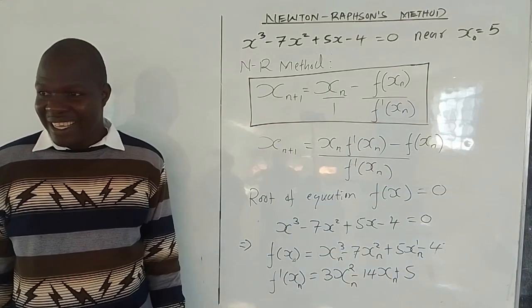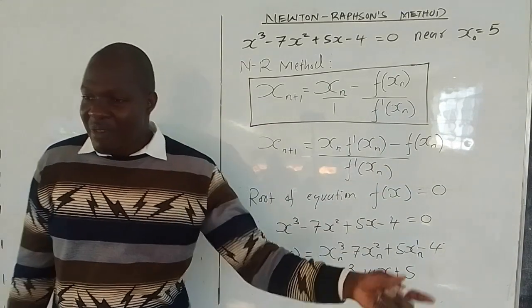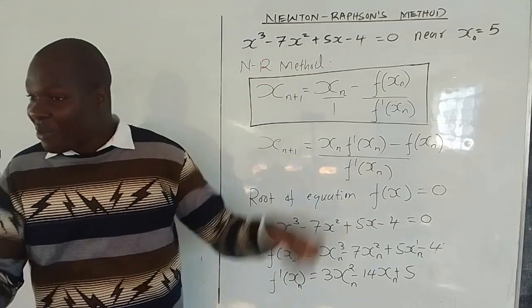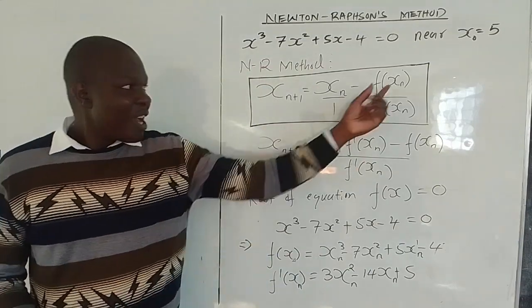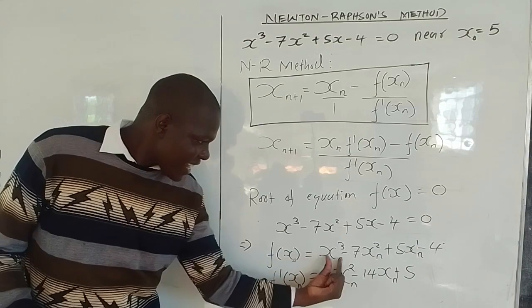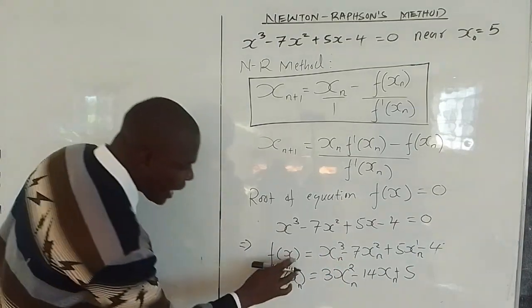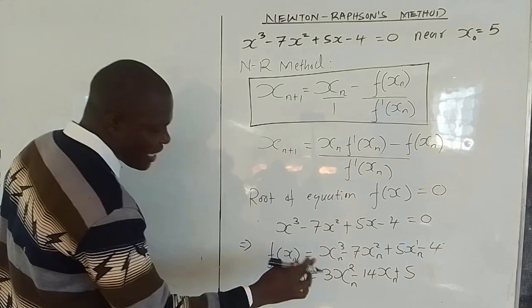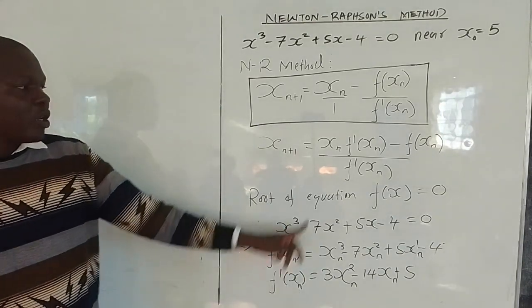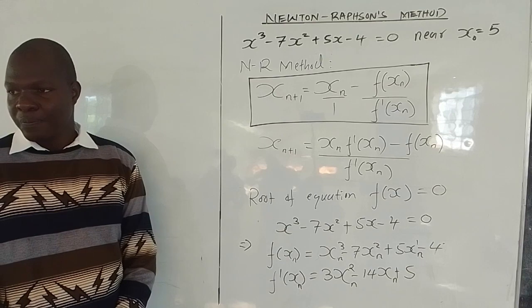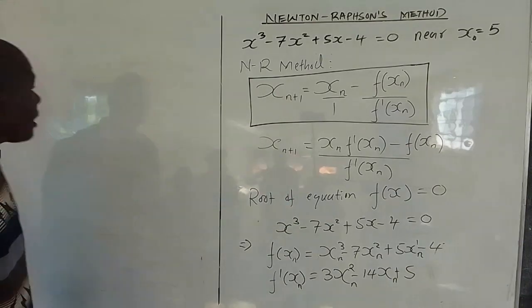The first thing you look for is f of x and f prime of x, because that is what you have from the equation. Then when you have f of xn, meaning where there is x, you simply put xn. So we now have f of xn and f prime of xn. Then we go back to our formula. So what is in our formula?